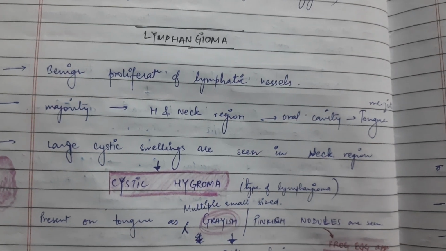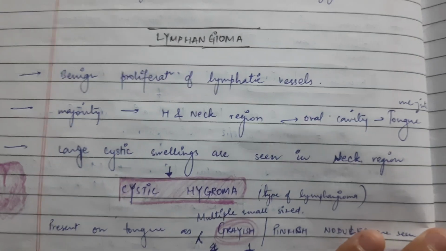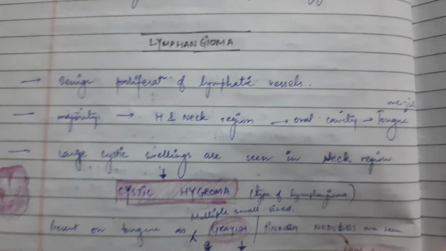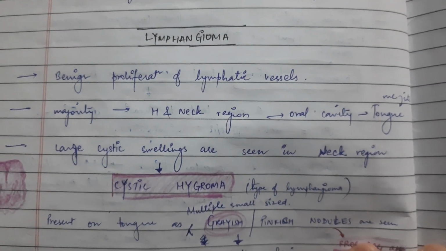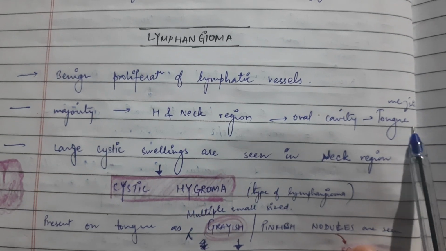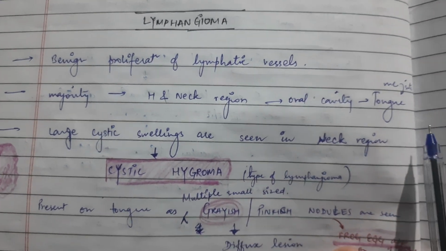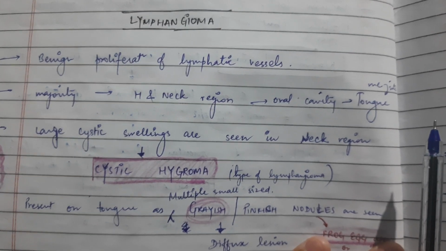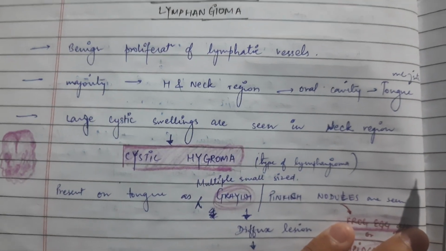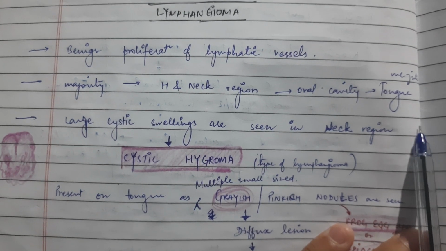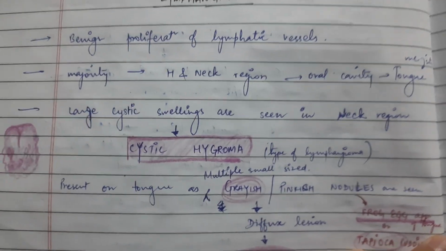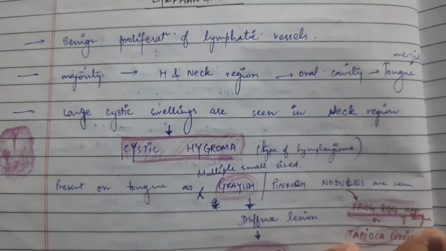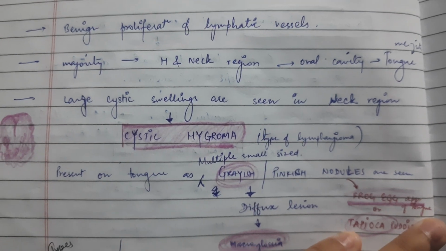Then lymphangioma, a benign proliferation of lymphatic vessels. The majority occur in the head and neck region, and in the oral cavity the tongue is the most common site. Large cystic swellings are seen in the neck region. Cystic hygroma is a type of lymphangioma.